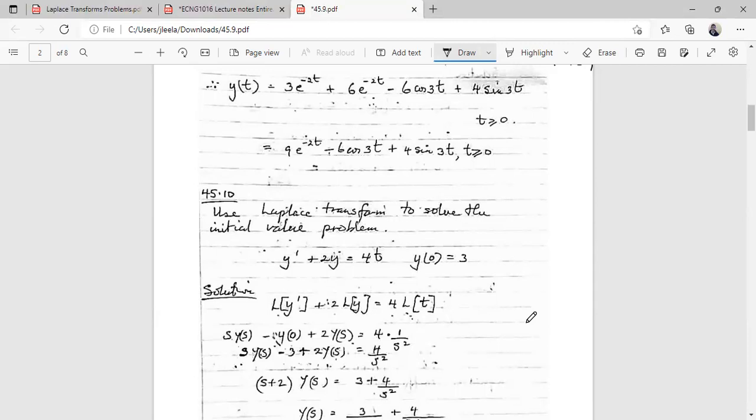Use the Laplace transform to solve the initial value problem. y prime plus 2y is equal to 40.